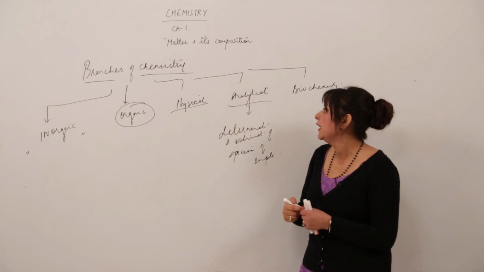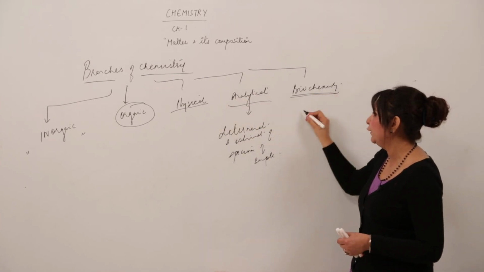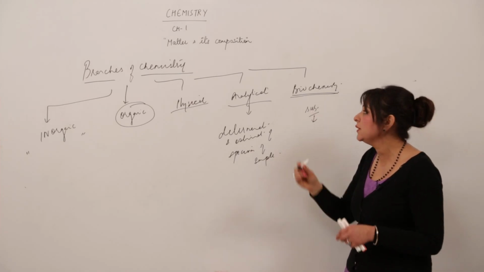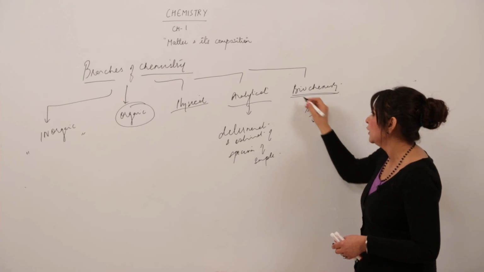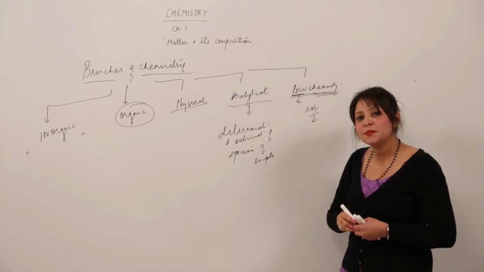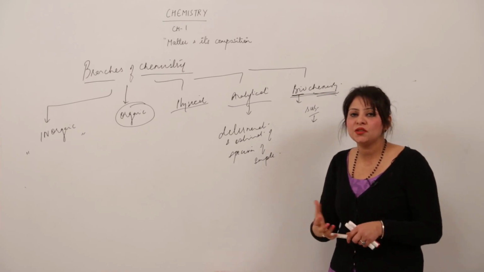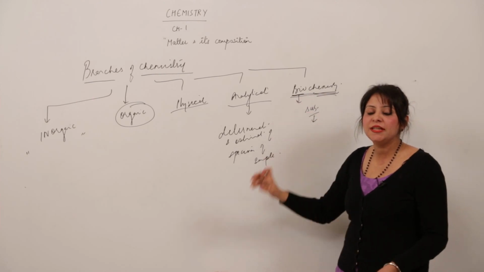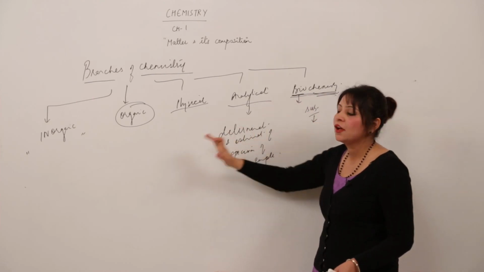Biochemistry deals with the study of the substances and their conversion present in living matter, because bio means living and chemistry means chemical process. So all the substances which undergo any change in the living substance come under biochemistry. So these are the 5 branches of chemistry.